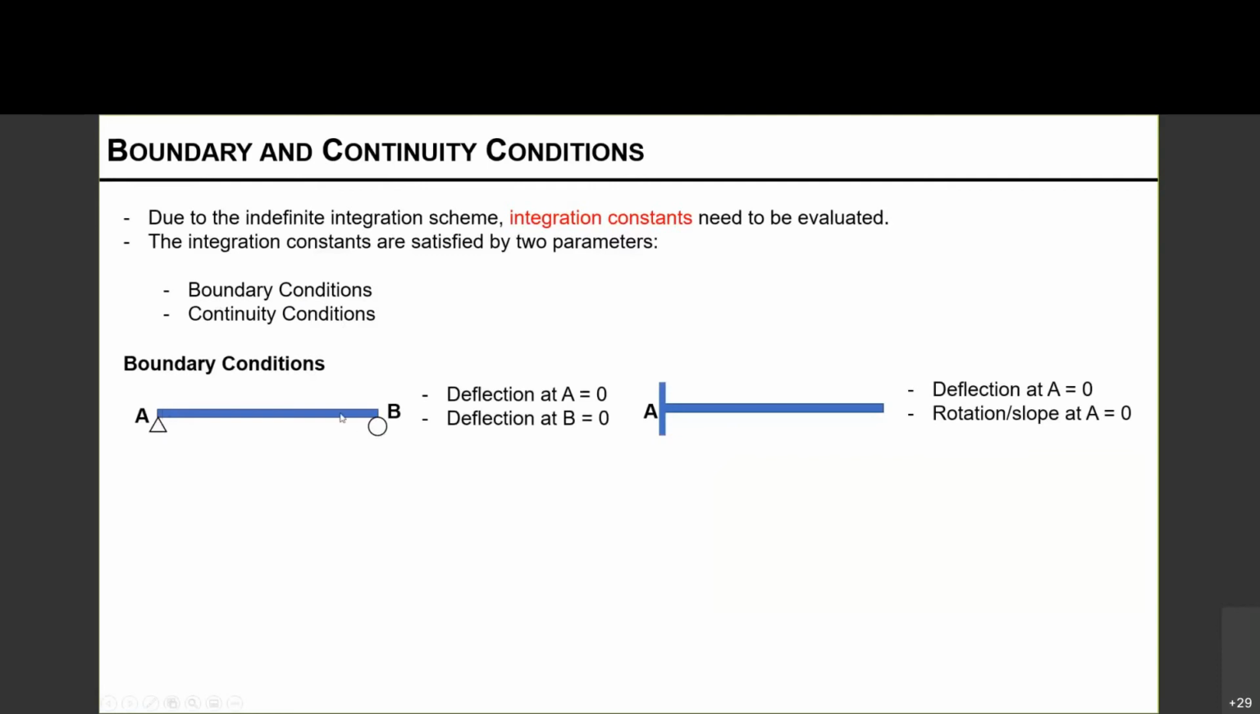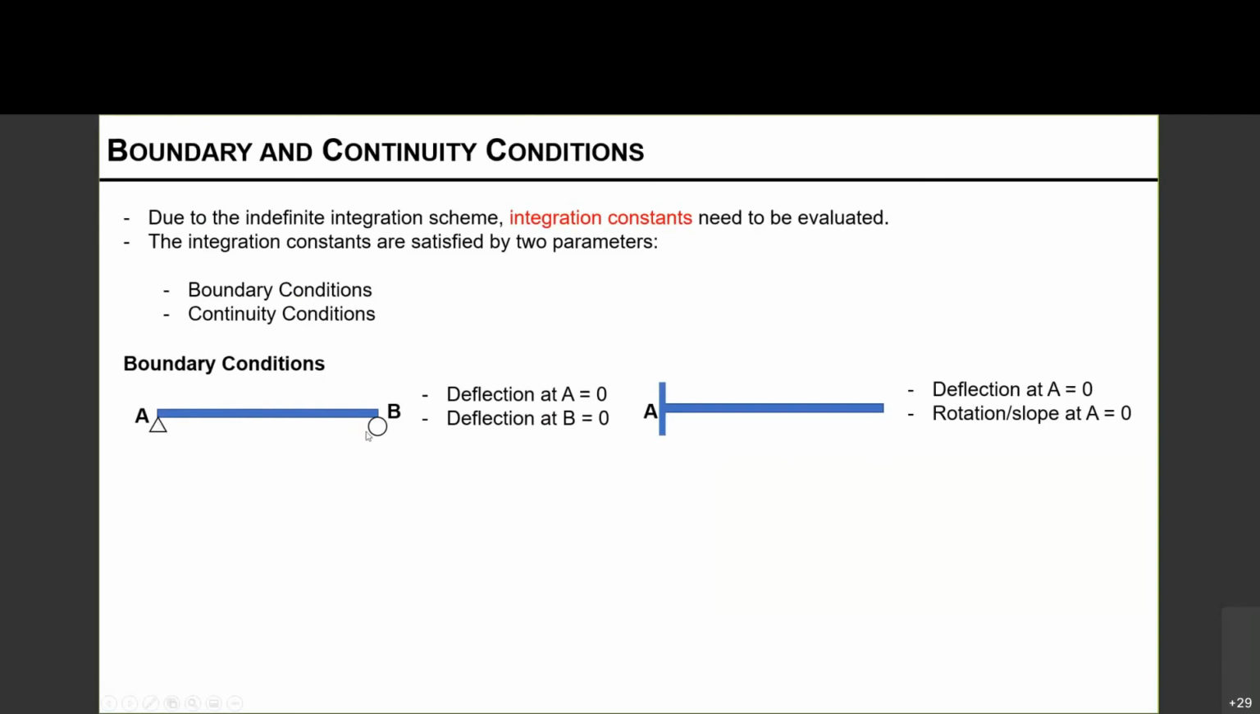If we look at a simply supported beam restrained on a pin support at A and a roller support at B, when the load is applied on top of AB, A is a pin support. That means it's restraining the vertical motion. Therefore, the boundary condition says that the deflection at A is equal to 0. A is not going to move.